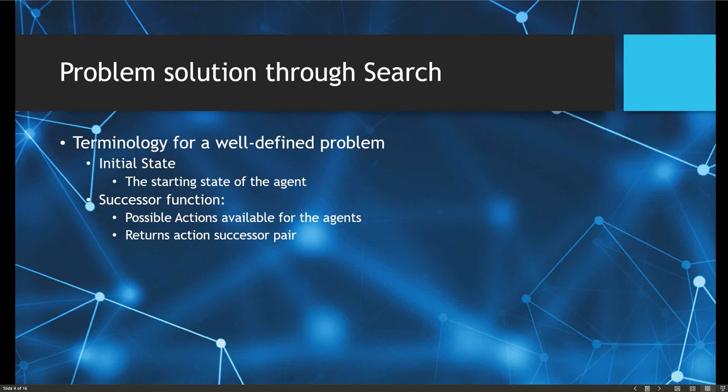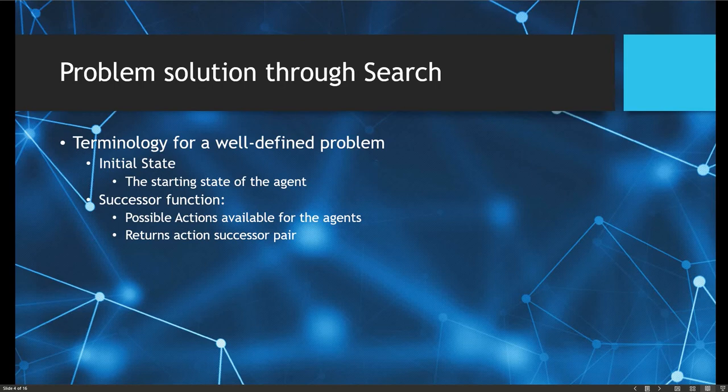In an agent program, a successor function is a function that returns two things. The first one is the action, and the second one is the successor. Action is the next possible action that can be performed by the agent in the current state, and the successor is a state in which the agent comes as a result of performing that action. So it's a pair of an action and a successor state.